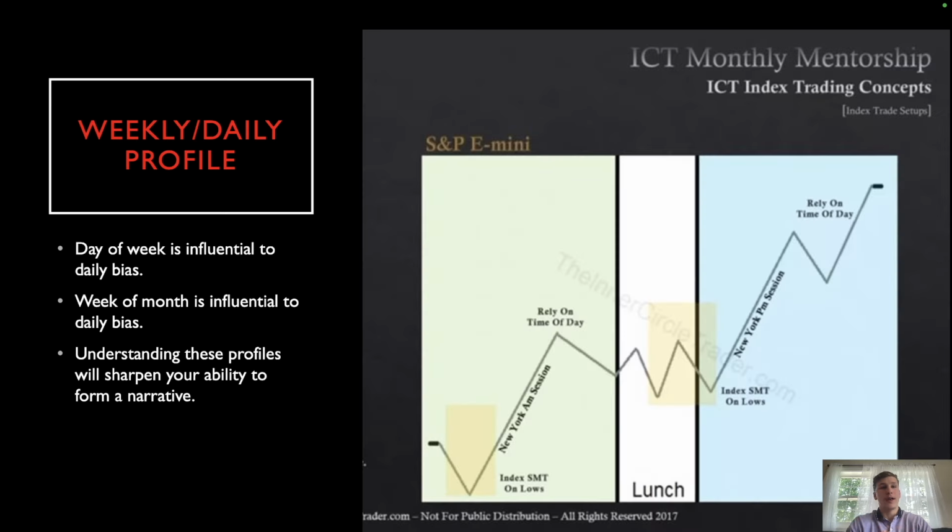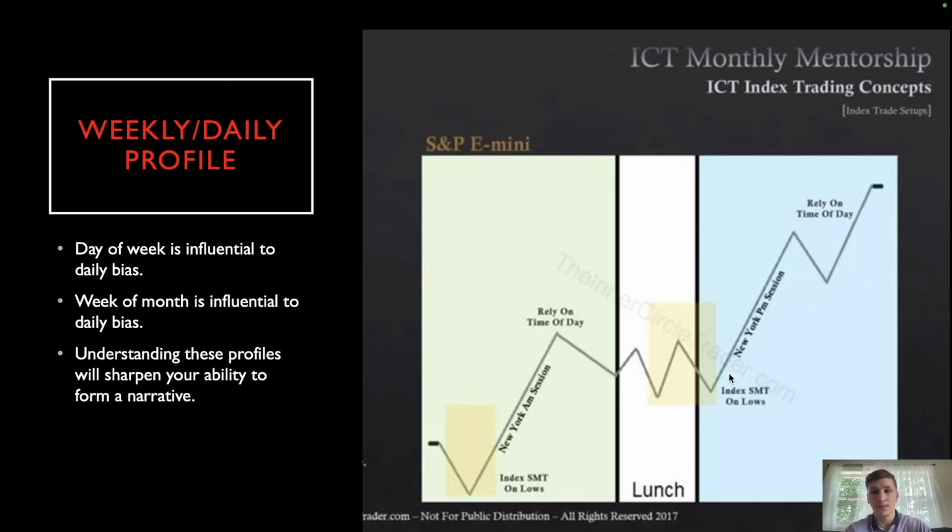So, element number 7 to a high probability trading setup, the weekly/daily profile. Understand that day of week is influential to daily bias. The week of the month is influential to daily bias. The month of the year is influential. Understanding these specific profiles that you'll learn in other videos will sharpen your ability to form narrative. And narrative is absolutely key to trading these markets successfully. Without narrative from the higher time frame, it's simply no better than gambling or hitting the casino.